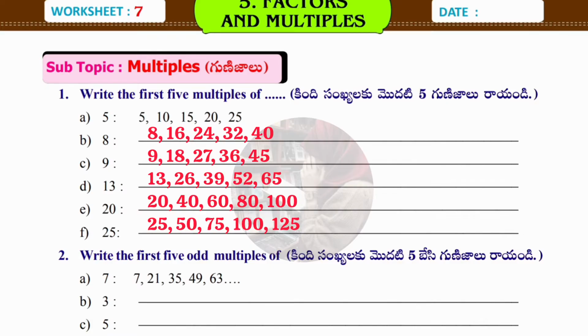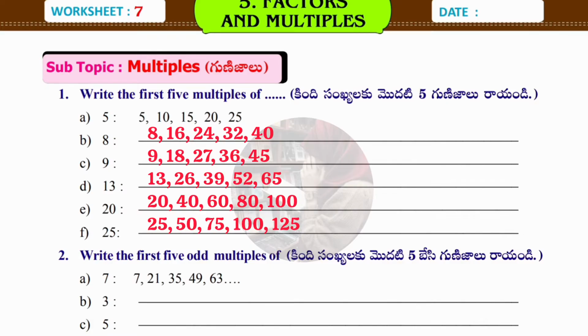7 4s are 28. 28 is an even number, skip that one. 7 5s are 35. 35 is an odd number, that's why write it down, 35. Then 7 6s are 42. 42 is an even number, so leave it. So 7 7s are 49. Write down 49.